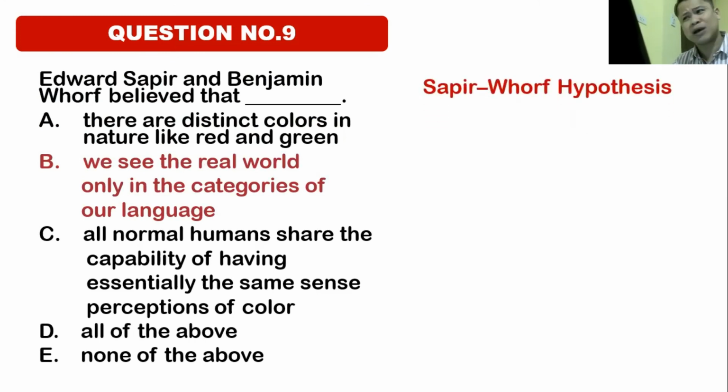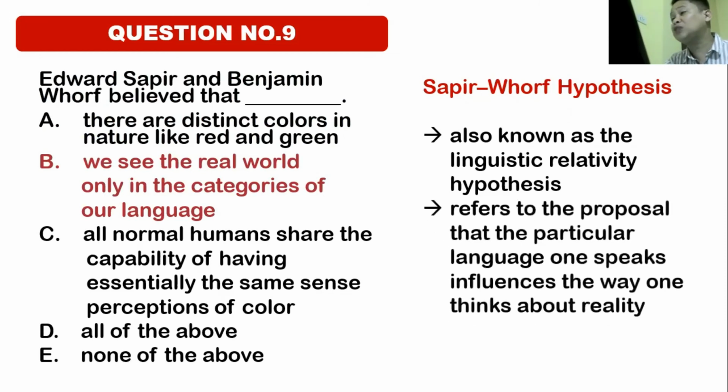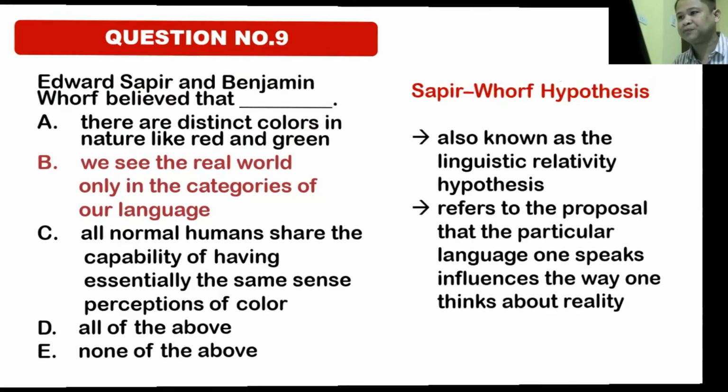So we have here the Sapir-Whorf hypothesis. I checked the pronunciation. It's Sapir. It is also known as the linguistic relativity hypothesis. It refers to the proposal that the particular language one speaks influences the way one thinks about reality. It means language affecting reality. This is the Sapir-Whorf hypothesis.